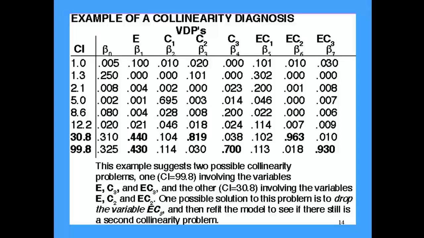Now, when you think of VDP, it makes you go crazy a little bit, but I'll tell you something. If you look at any one of these columns and add up the numbers in any one, look at the E column. Add up the numbers in the E column. What do you get?